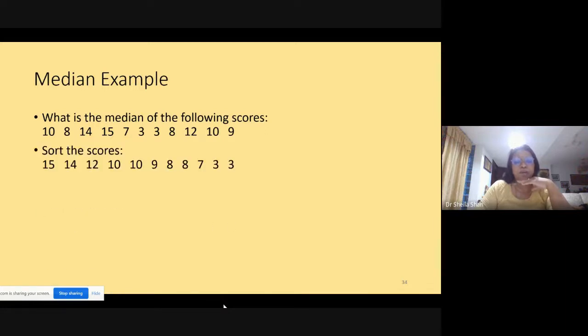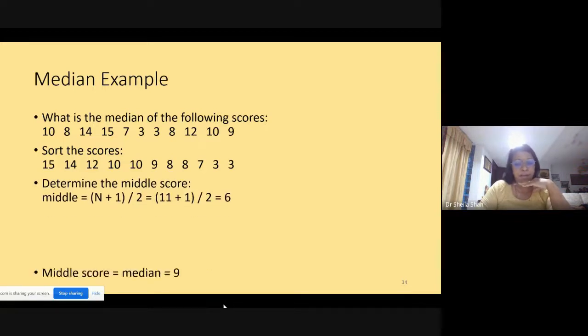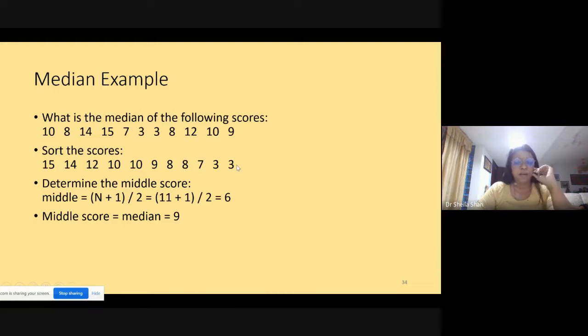So for a median example, we have all the scores. We have to arrange the scores accordingly, and then we find the middle number. The middle score is the middle number. See the middle here, 2, here also 2, here 3, here 3. So you have 1, 2, 3, 4, 5, 6, 7, 8, 9, 10, 11. So you take the middle numbers, right? So you add both of them and divide by 2.